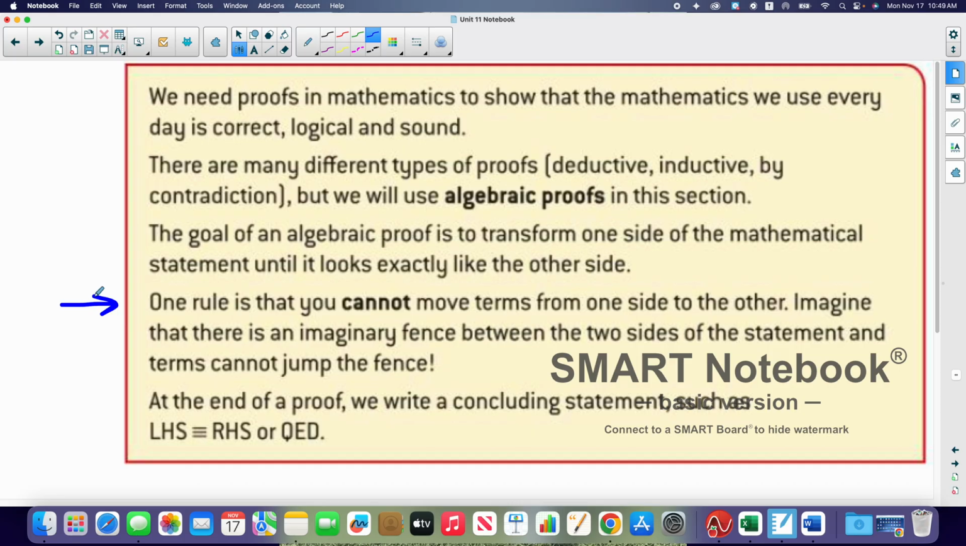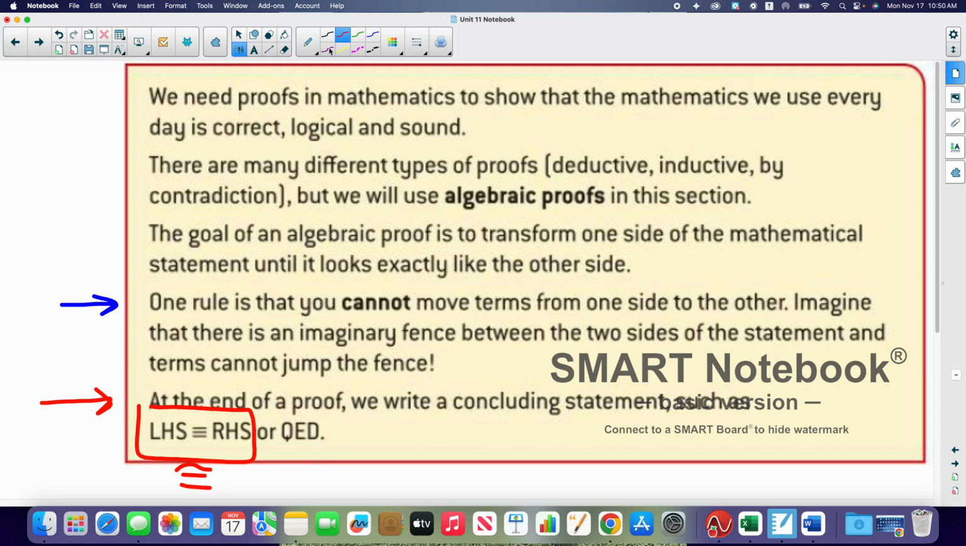Now, the other thing, at the end, when you're done, when you've got the two sides to match, you have to make a statement. One statement you can make is LHS is congruent. That's this equal sign with the little tilde over the top, that congruent sign from geometry. The left-hand side is congruent to the right-hand side. You have to make that statement. It's basically, I'm finished. I got the answer.